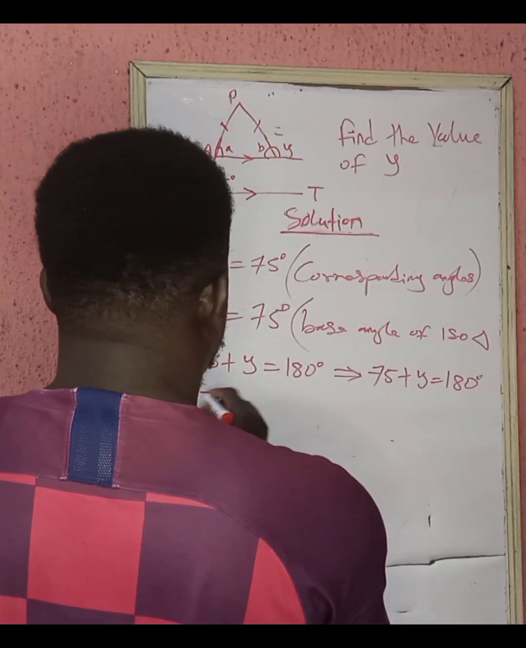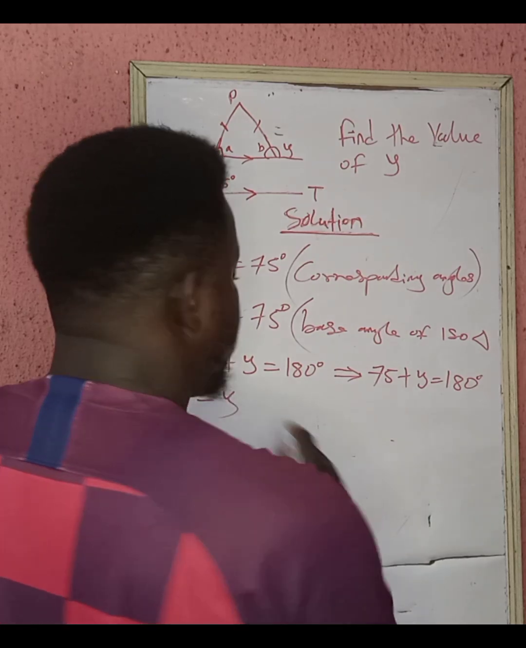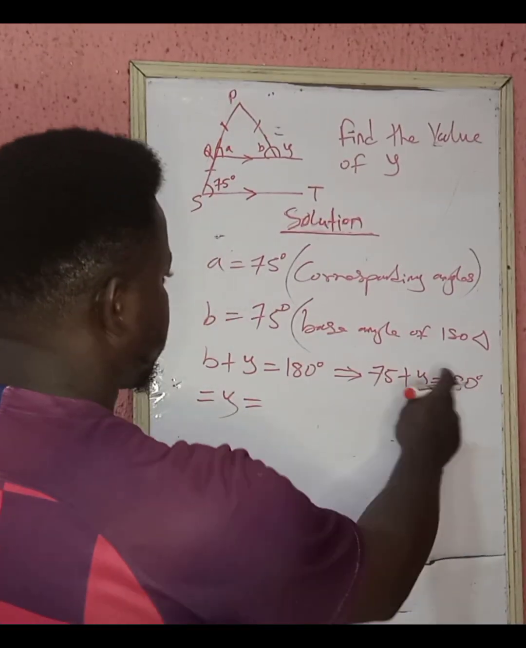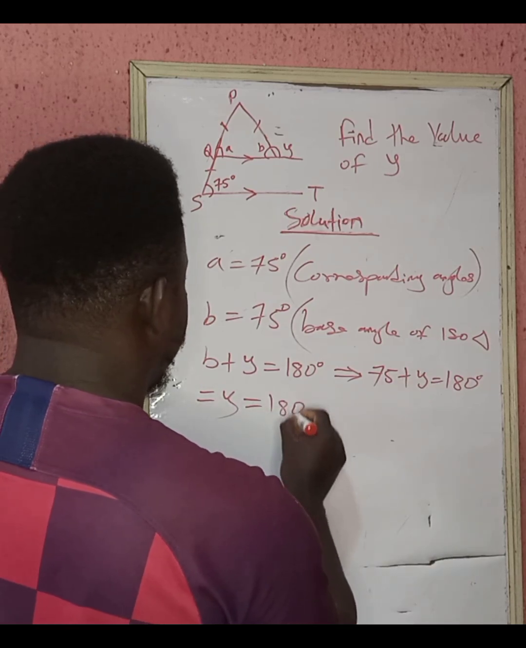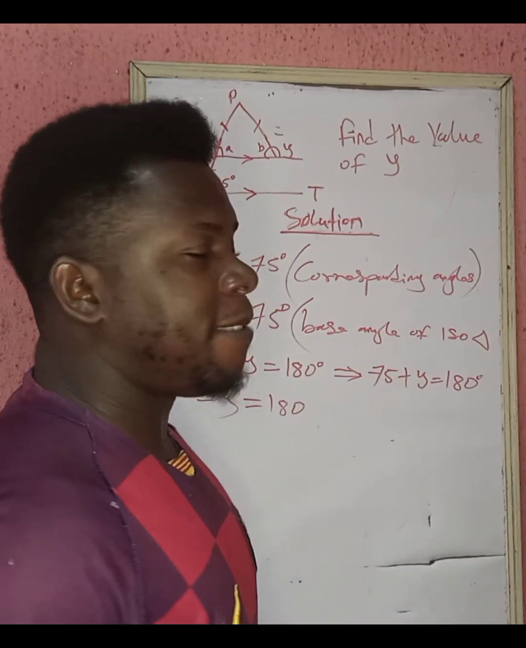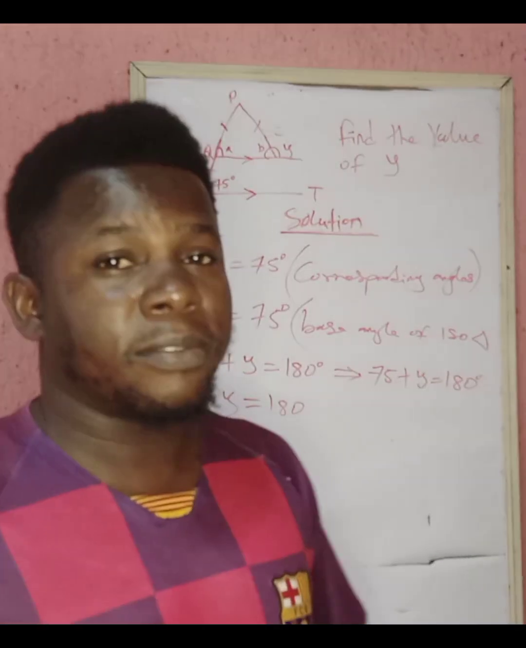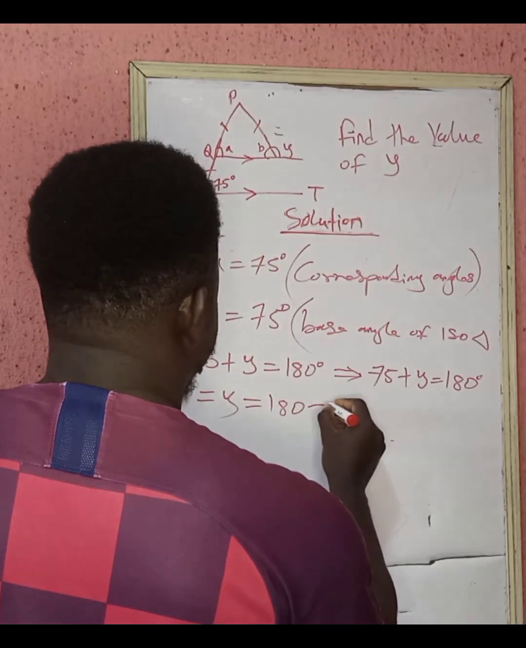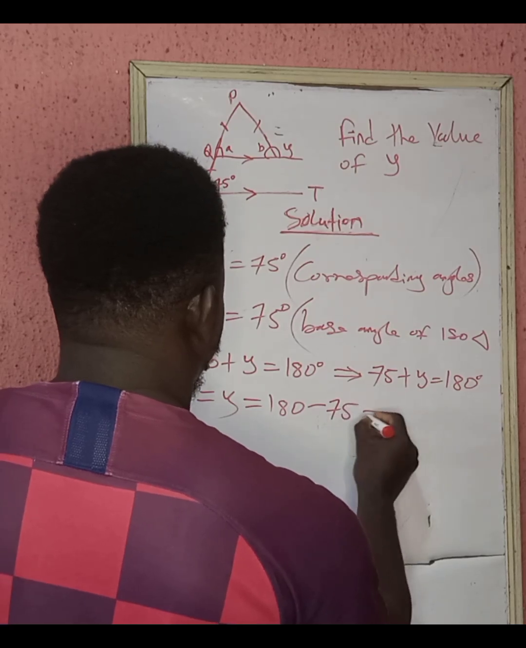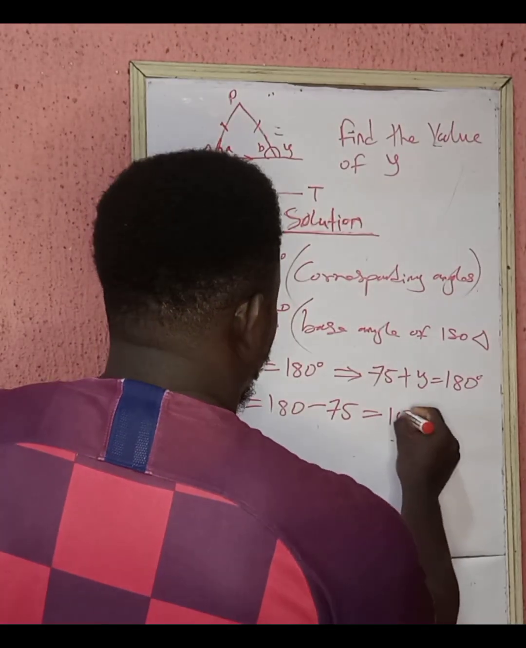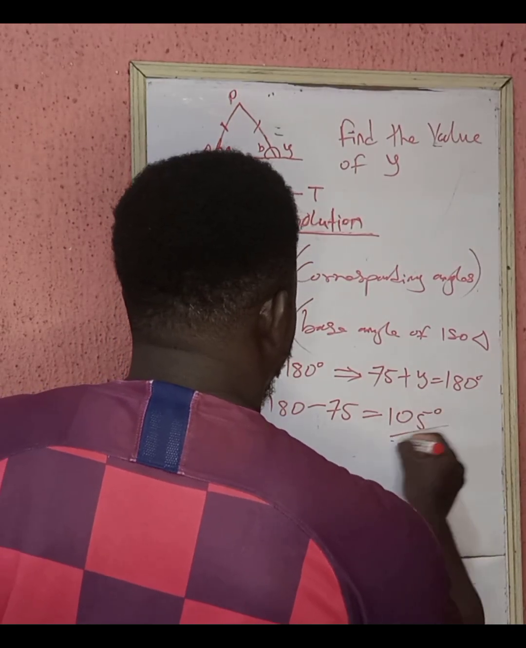So here we'll make y the subject of the formula. Our y is equal to 180 minus 75, because if 75 crosses the equation sign to meet 180, the sign will change from plus to minus. 180 minus 75 will give us 105 degrees. And that's our final answer. That's how simple most of these questions are.